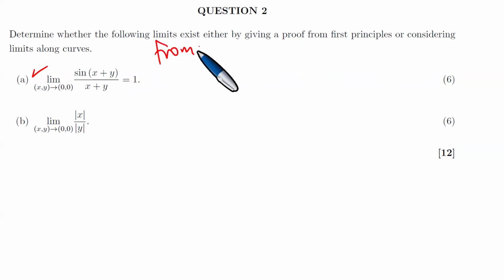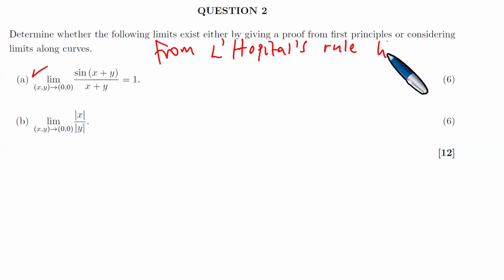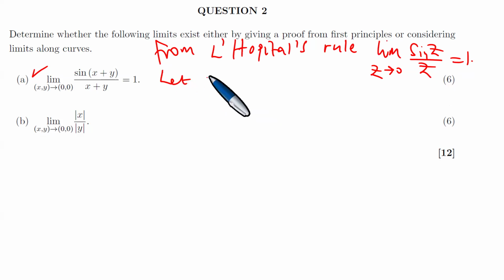To do the first question, we use L'Hopital's rule. From L'Hopital's rule, we know that the limit as z tends to 0 of sine z over z equals 1. With this in mind, we let z be x plus iy.